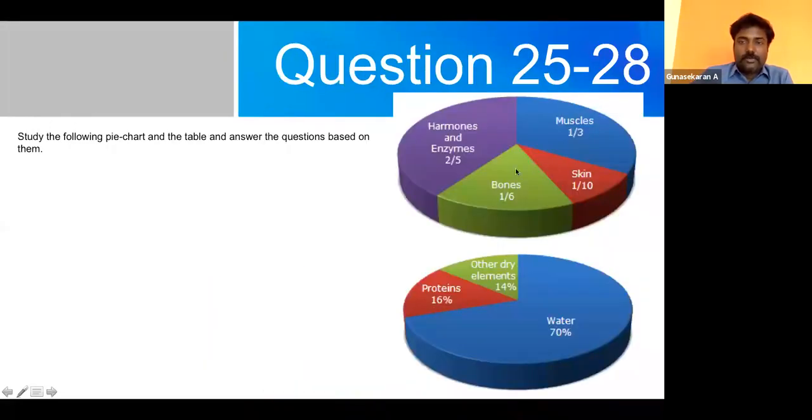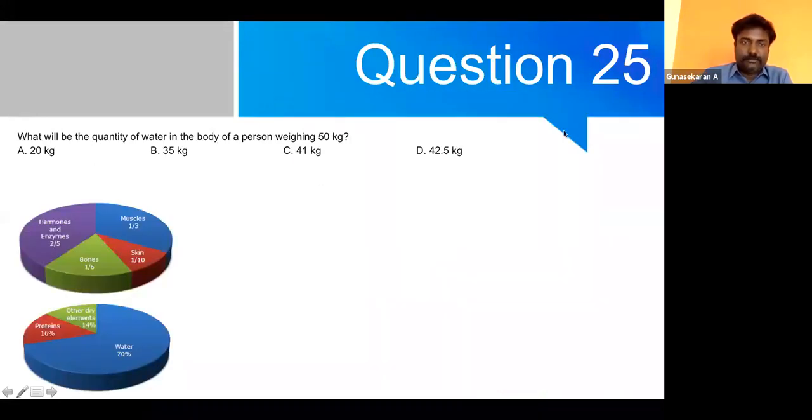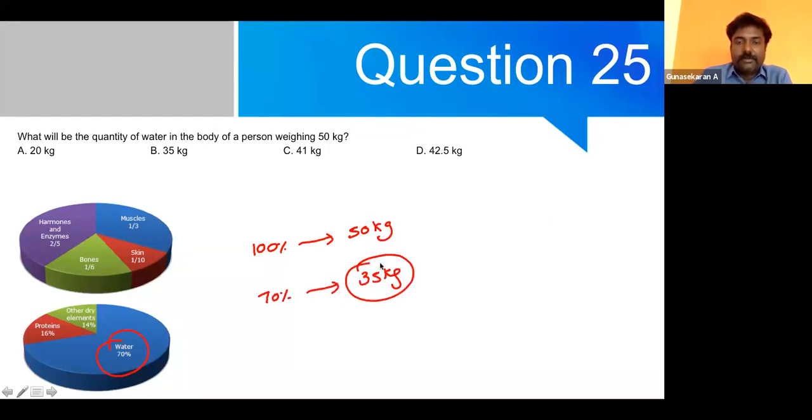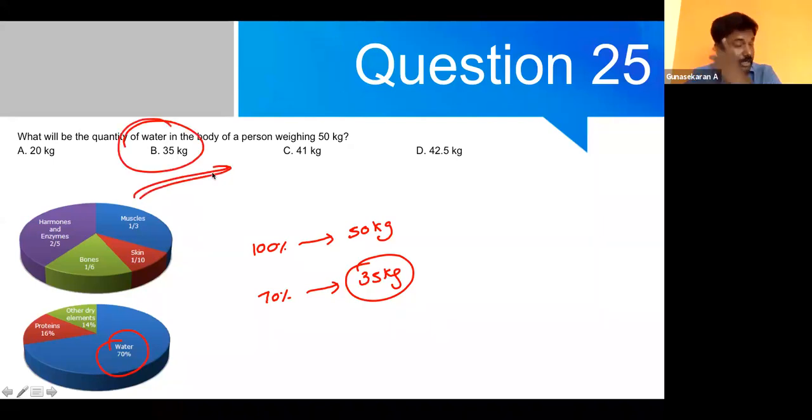Two graphs are given. Then based on that, they are asking questions. Direct question. In a body, how much is the quantity of water? Water is 70%, they mentioned. So 100% is 50 kg, which means 70% is 35 kg. 70% is water, so 35 kg. Direct answer.